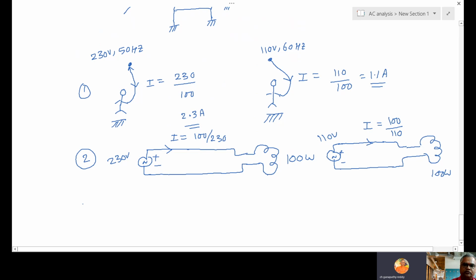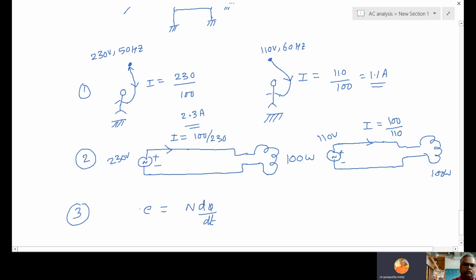Third, why this 230, 110? Why this difference? In those days, there was no communication between the countries. Globalization was not there. So independently, power developed, voltage developed. The value of voltage depends on N dφ/dt.